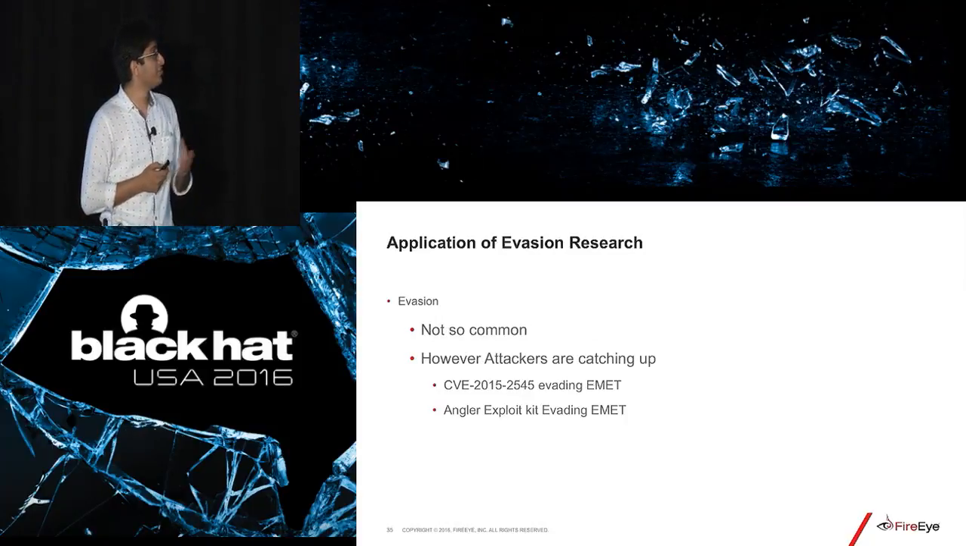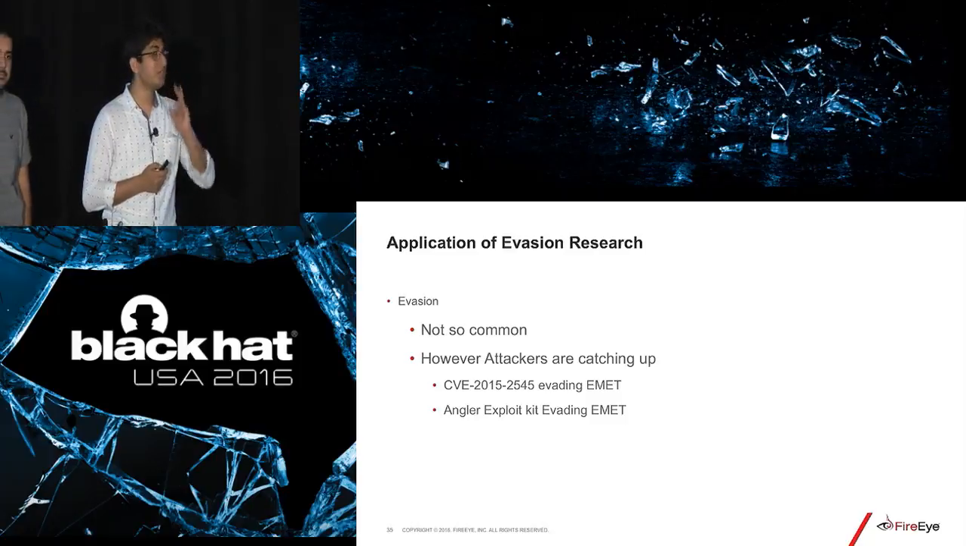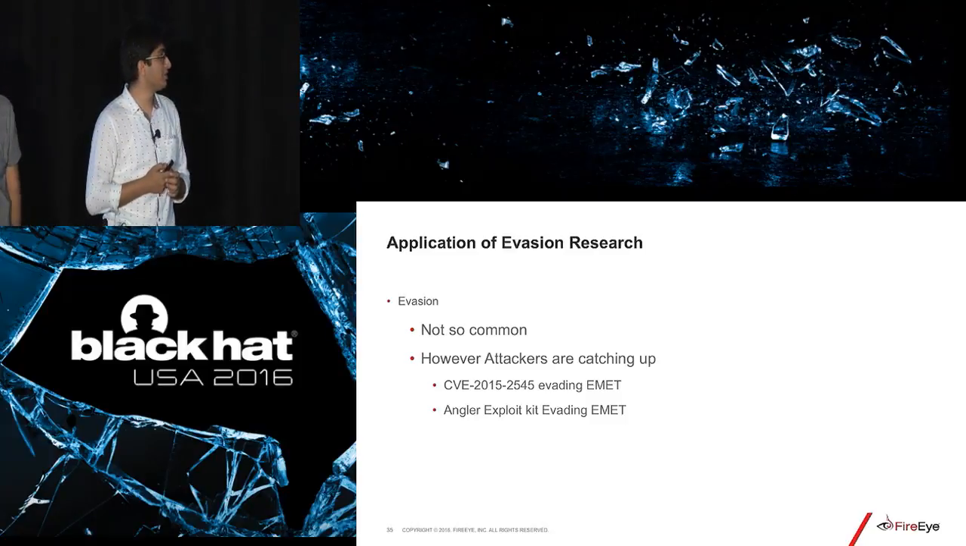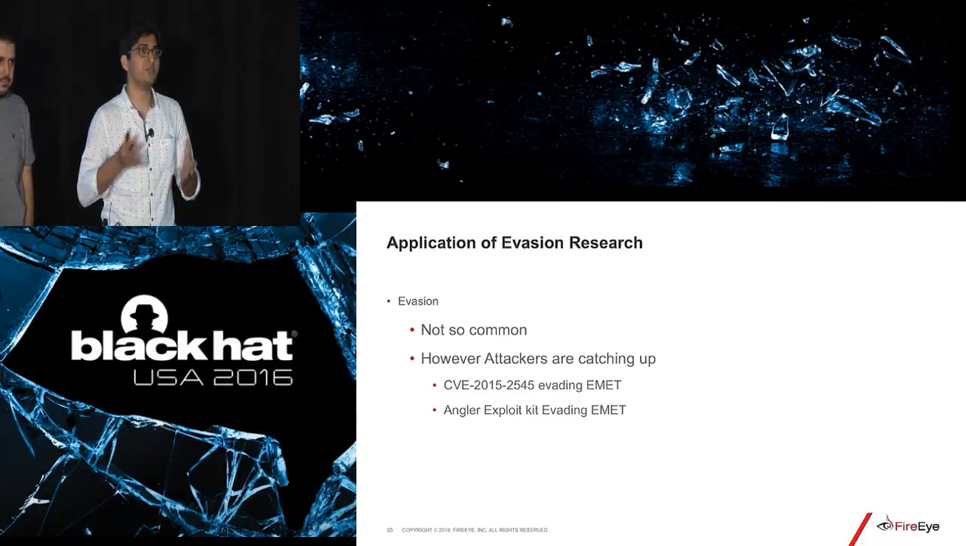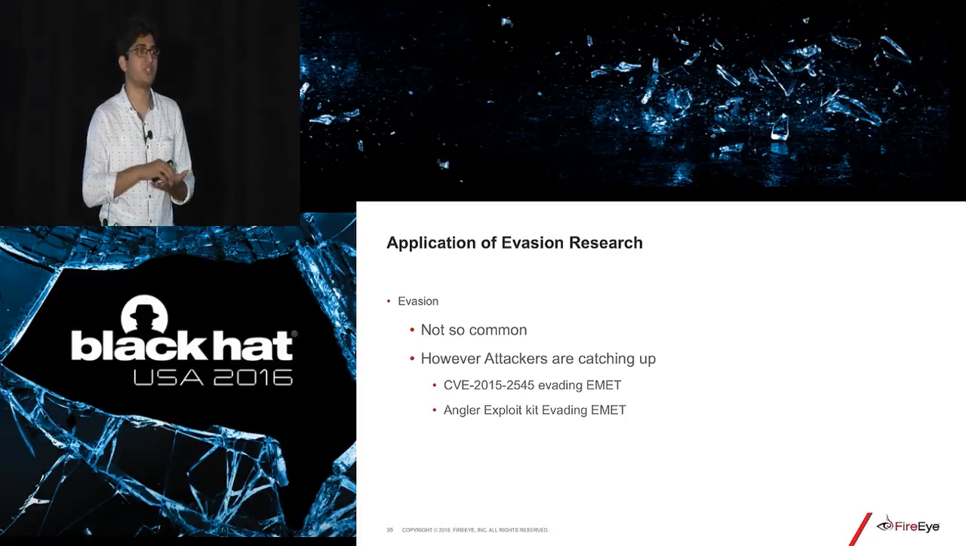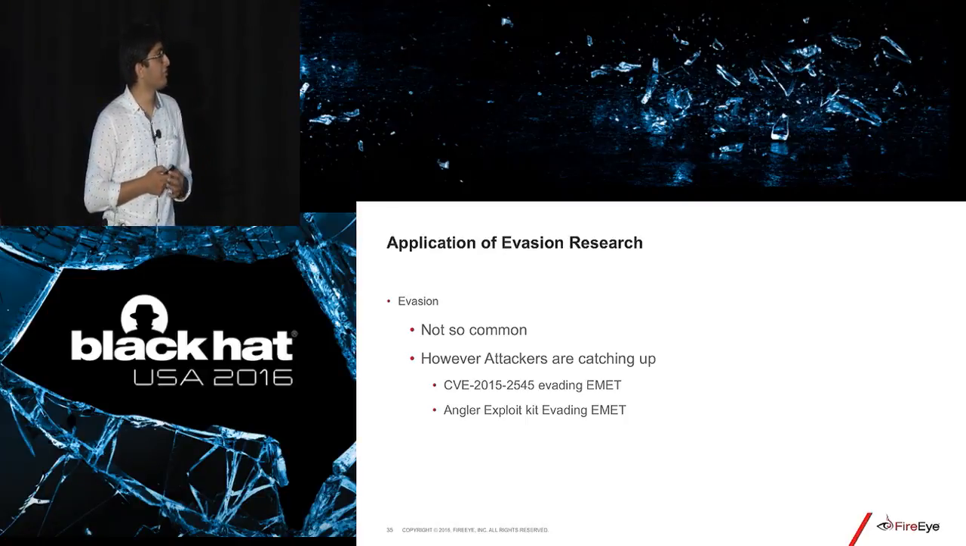So the evasions are not very common in the wild, but the attackers are catching up. Obviously, Angler is gone now, but it's still the last we saw. It was evading EMET. It had code inbuilt inside its framework making sure it was not checking whether EMET exists or not, because previously it would check if EMET exists and simply terminate. But now it doesn't check that, it just goes straight ahead. And we have also seen CVE-2015-2545 evading EMET completely because of different mechanisms.